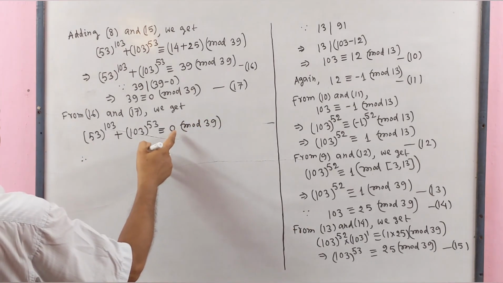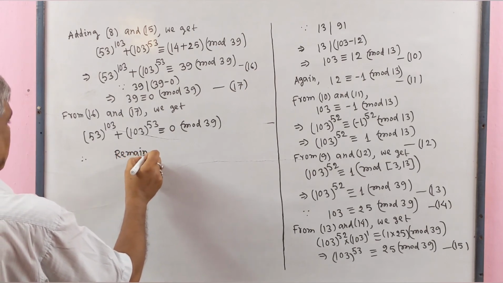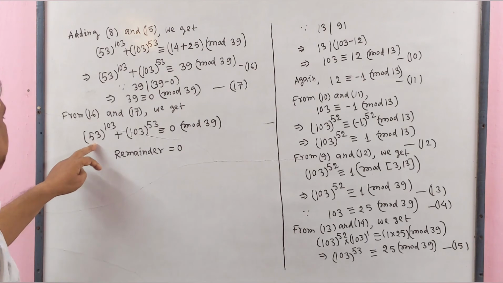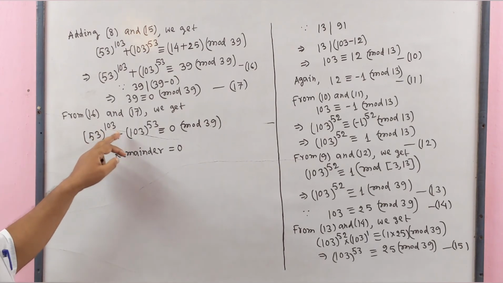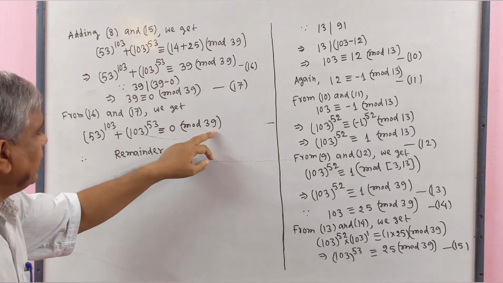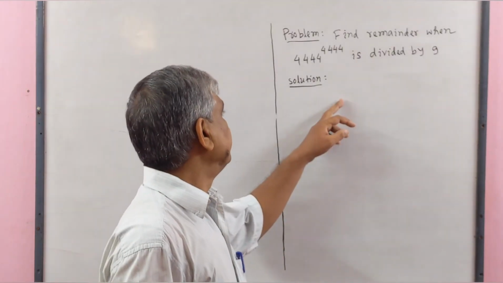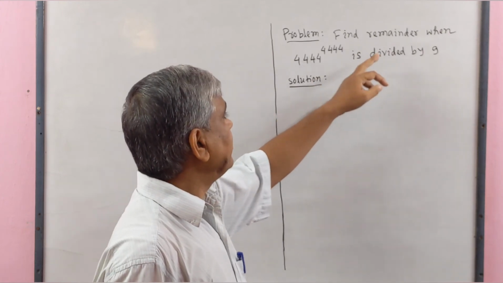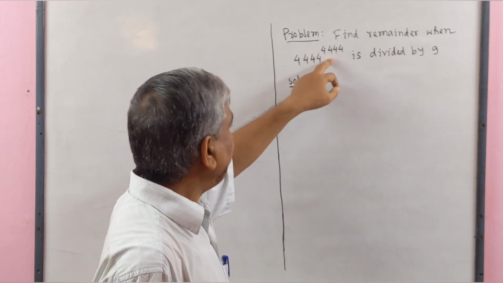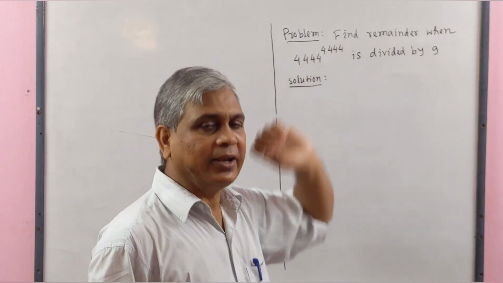Therefore, the remainder is 0. That means when 53 to the power 103 plus 103 to the power 53 is divided by 39, it leaves remainder 0. Now we solve the next problem: find the remainder when 4444 to the power 4444 is divided by 9.